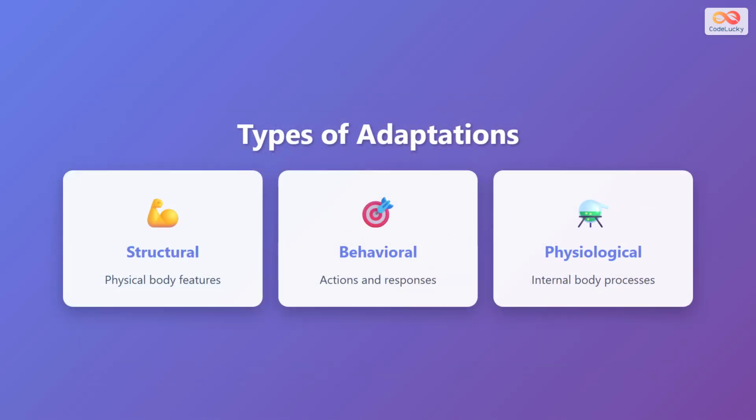Scientists classify adaptations into three main types. Structural adaptations are physical body features, like the shape of a beak or the thickness of fur. Behavioral adaptations are actions and responses that organisms perform, such as migrating to warmer areas or hunting at night. Physiological adaptations are internal body processes that we cannot see from the outside, like how an animal digests food or produces venom. Each type of adaptation serves a specific purpose in helping organisms survive in their unique environments.